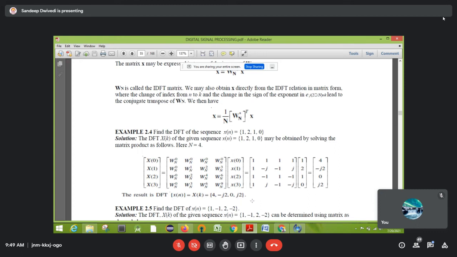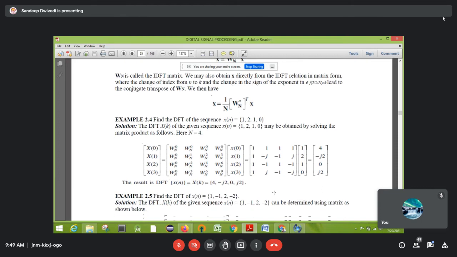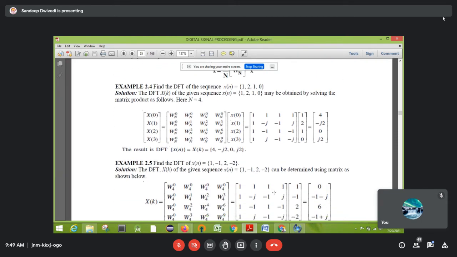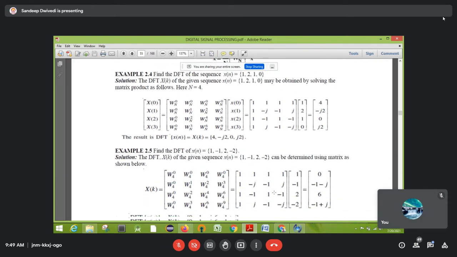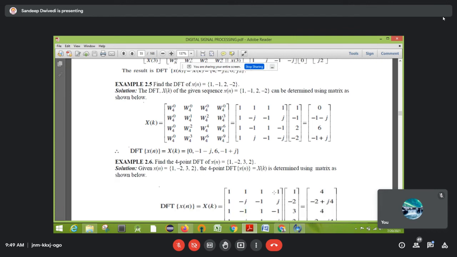Now if you are calculating the inverse, then as a formula, see here, you need to take the complex conjugate and transpose of that. Here 1 by n you need to apply over here. If you check the matrix of inverse, we will take any numerical.